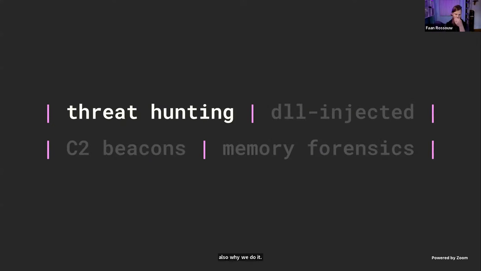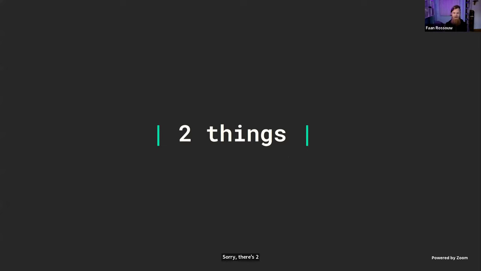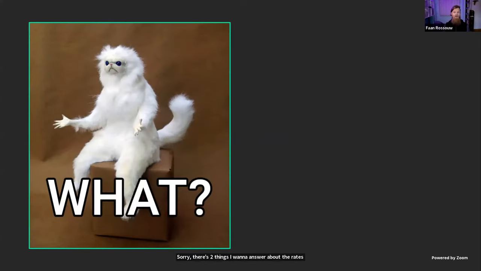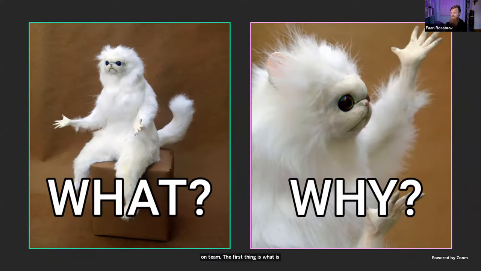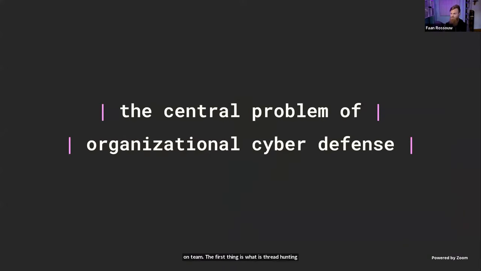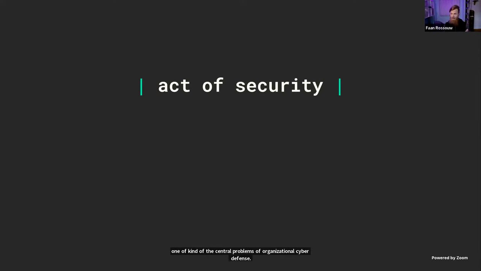So starting with threat hunting, there's two things I want to answer about threat hunting. The first thing is, what is threat hunting? And the second part is, why do we do threat hunting? Before we get to that, I want to just zoom out a bit more and define what I think of as at least one of the central problems of organizational cyber defense. But even before that, we're going to get a tiny bit philosophical for just a minute and get super broad. I really want us to think about what the act of security even is.